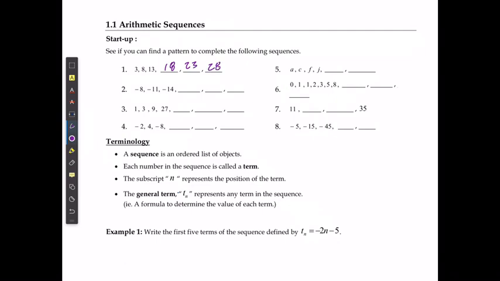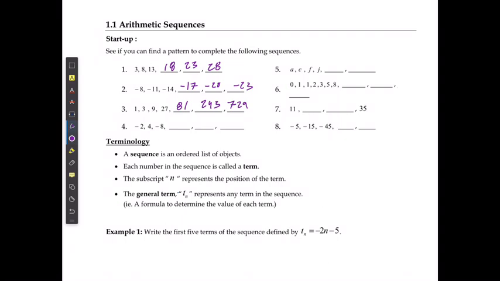In the second set, they're going down by 3 every single time. So the next numbers would be negative 17, negative 20, and negative 23. In this third set, they're being multiplied by 3 every single time. So I'm going to wind up with 81, then 243, then finally 729.